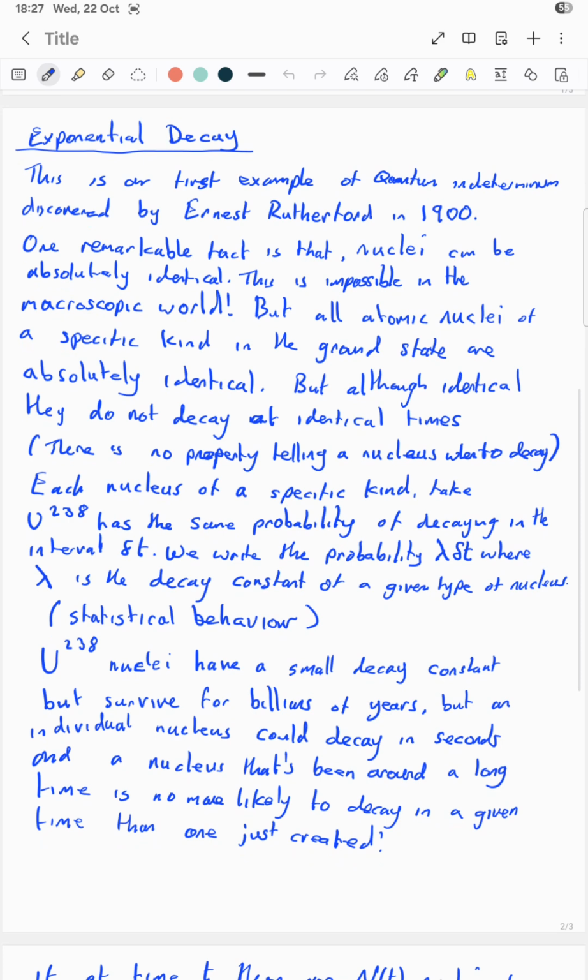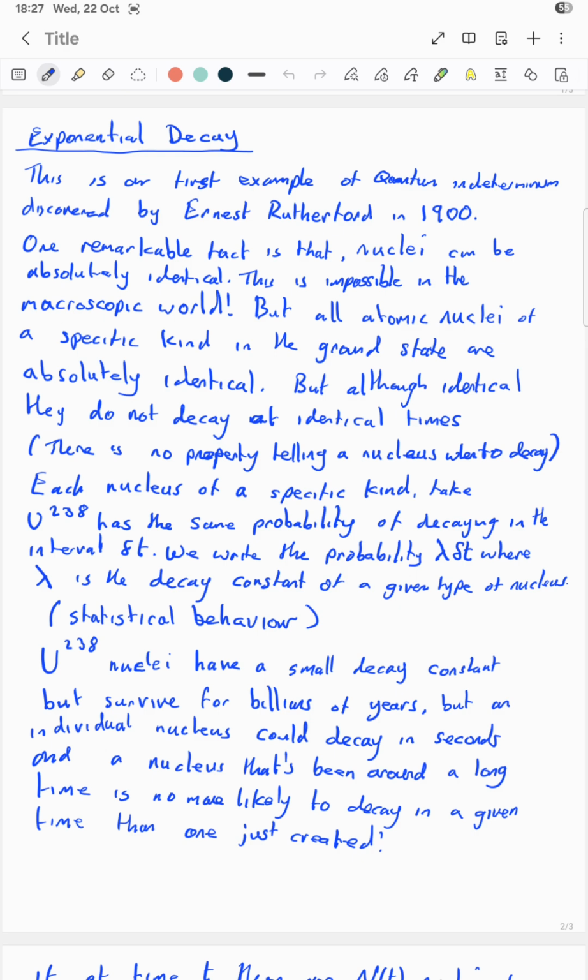Now, exponential decay is our first example of quantum indeterminism, and it was discovered by Ernest Rutherford in 1900. One remarkable fact is that nuclei can be absolutely identical. This is impossible in the macroscopic world. I mean, imagine two snooker balls. No two snooker balls can ever be the same. There's always going to be some microscopic differences in their weight, shape, etc. But all atomic nuclei of a specific kind in the ground state are absolutely identical.